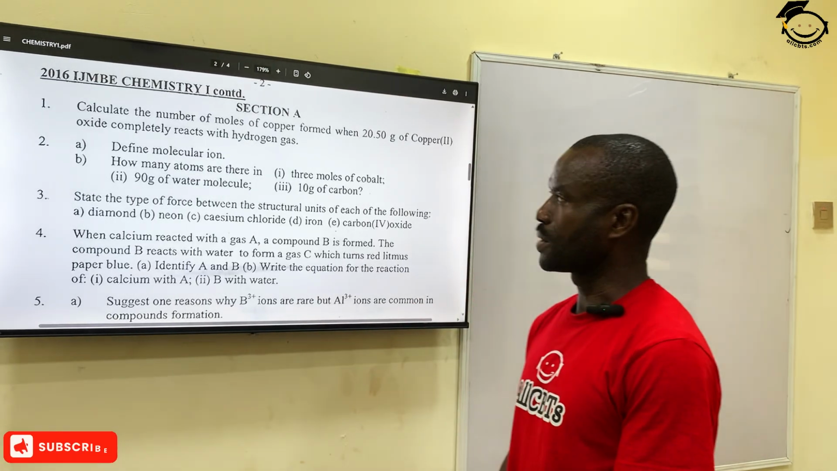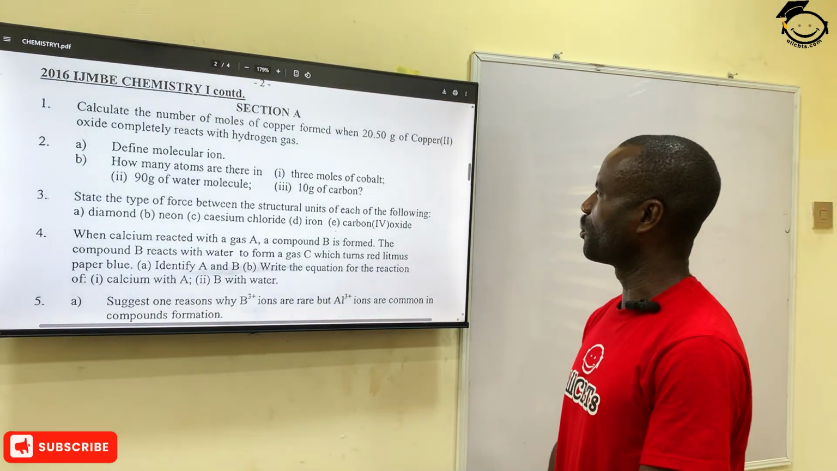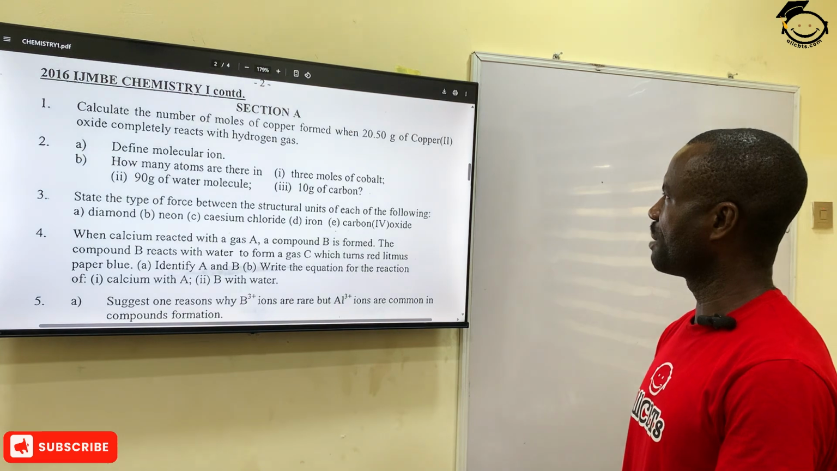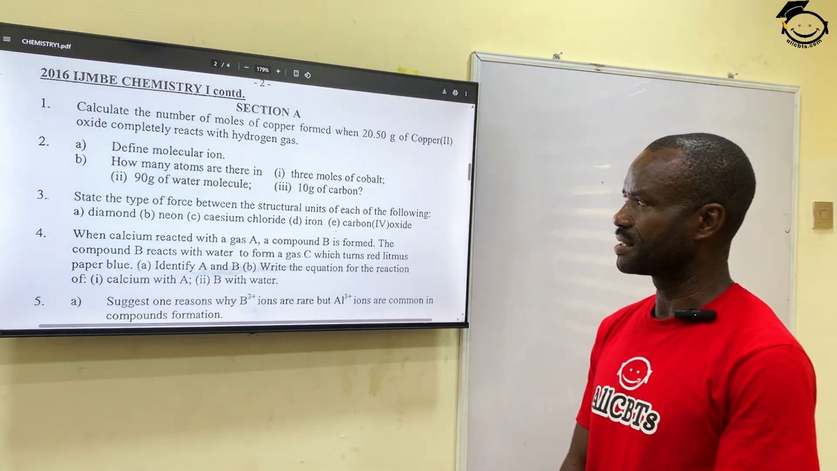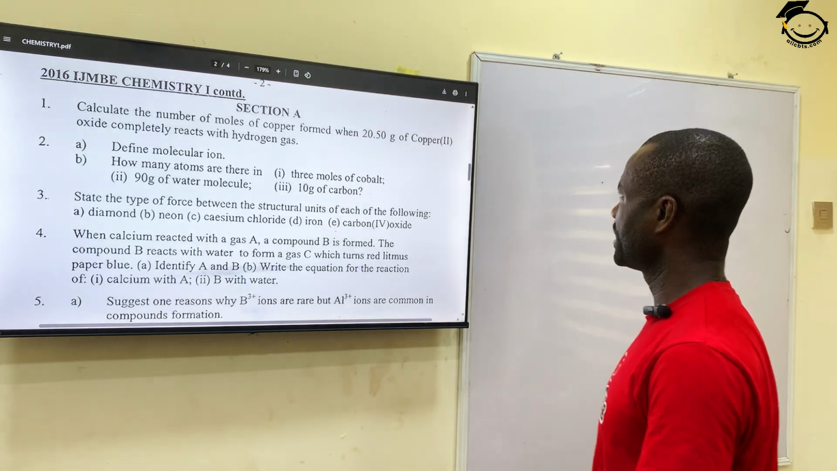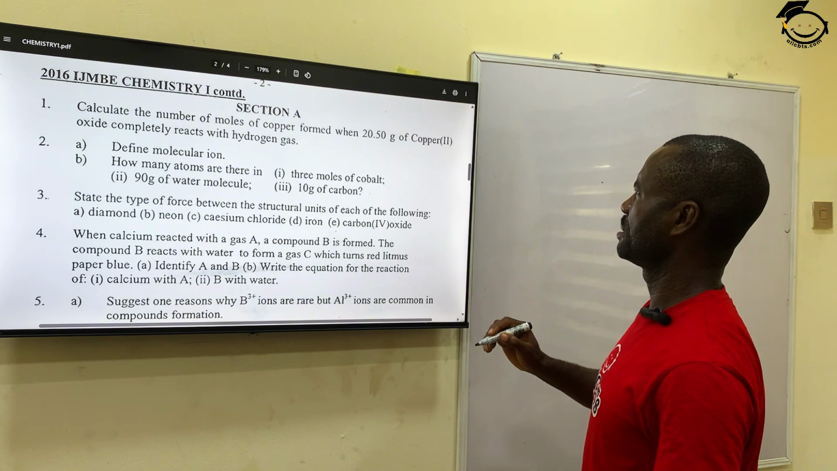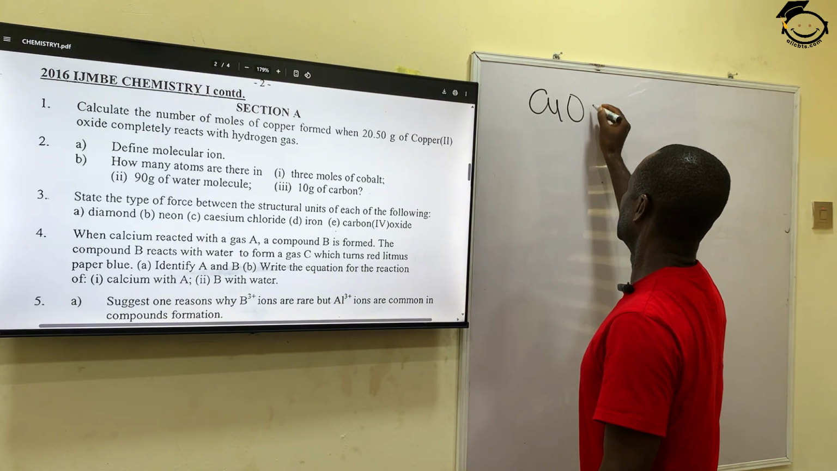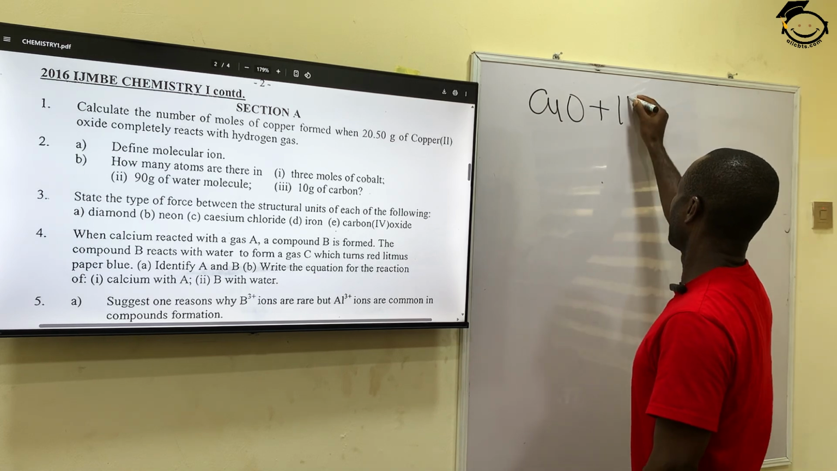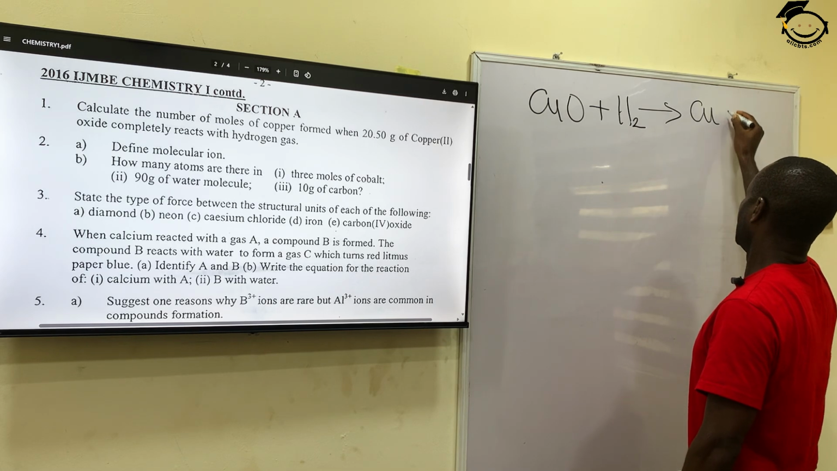All right. Question 1 says, calculate the number of moles of copper formed when 20.50 grams of copper(II) oxide completely reacts with hydrogen gas. Before we do that, we need to write the equation of reaction, meaning copper(II) oxide, which is CuO, plus hydrogen will give copper and water.